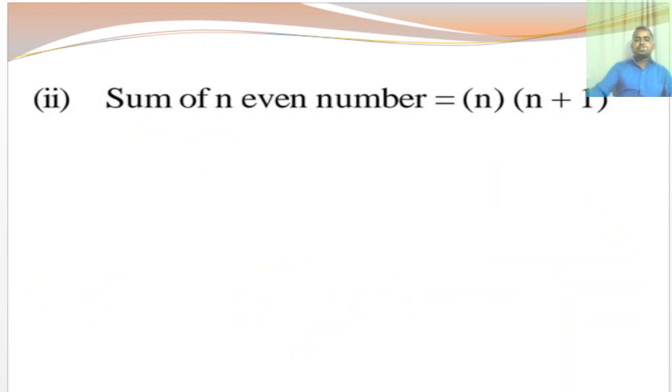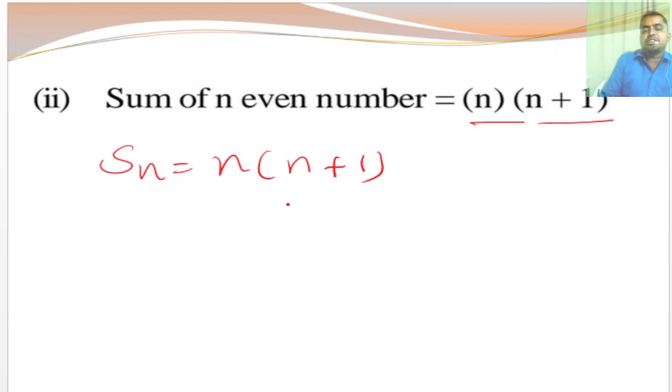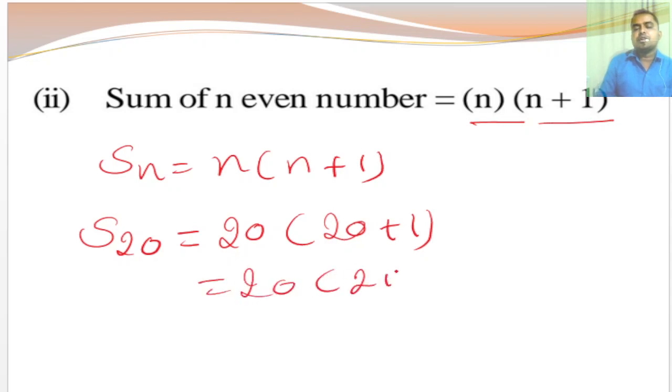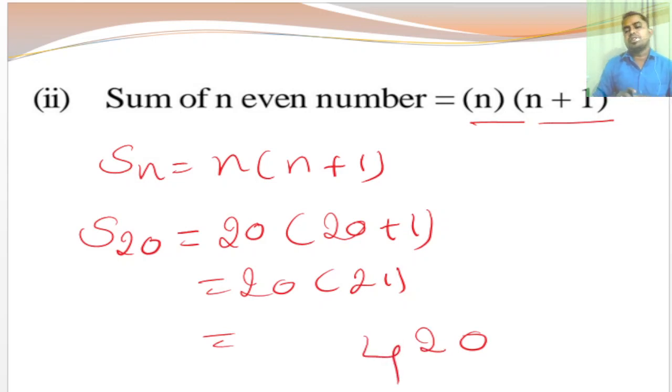Next, sum of even natural numbers. Sum of even natural numbers, Sn is equal to n into (n plus 1). Sum of first 20 even natural numbers, n is 20. 20 into (20 plus 1), so 20 into 21, 0, 2 1s are 2, 2 2s are 4, 420. We get 420 as the sum of first 20 even natural numbers.